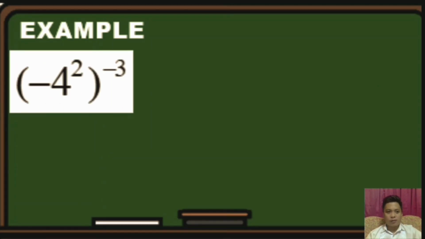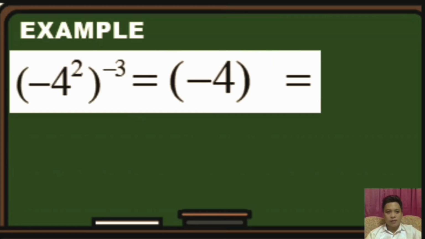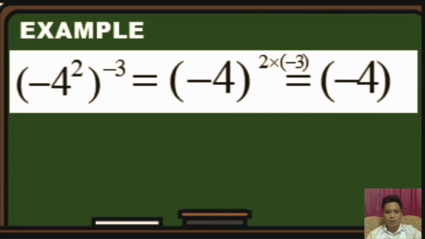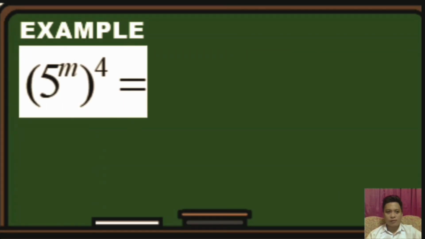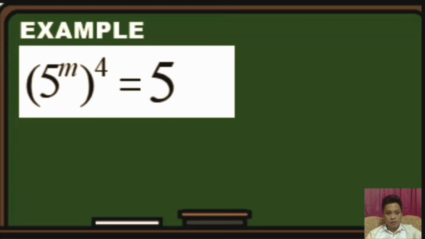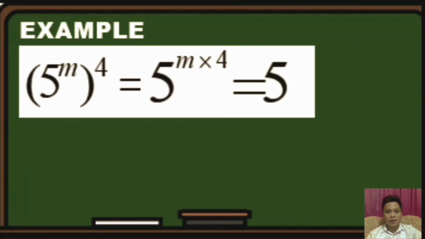Another example, negative 4 raised to 2 raised to negative 3. Simply copy the base, which is negative 4, then multiply the powers, 2 times negative 3, simplify it, and we will get negative 4 raised to negative 6. Another example, 5 raised to m raised to 4. Simply copy the base, which is 5, multiply the powers, m times 4, simplify it, and we will get 5 raised to 4m.